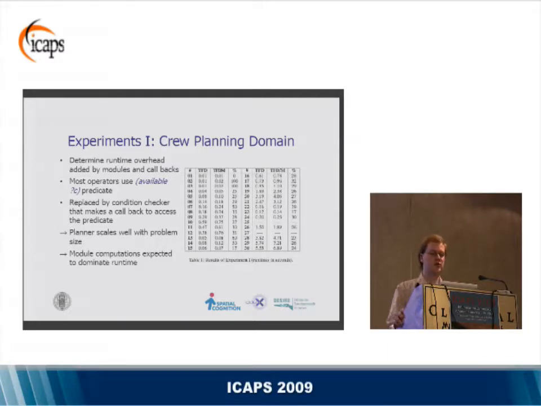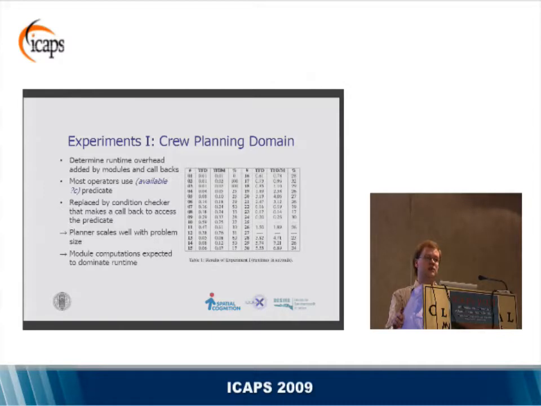Okay, experiments. We started the first experiment just to determine what the overhead is that we introduced by doing the module calls. We chose the group planning domain because it contains a predicate available, which is used in almost any operator. And we replaced this with a condition checker module, which does nothing else than perform a callback to retrieve the truth value of this predicate. So it essentially does nothing different than writing the predicate in there.